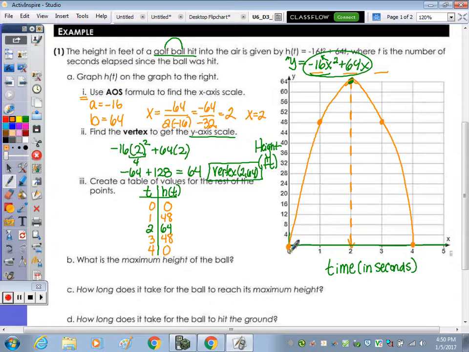So the ball goes up. So on the left side of that vertex, the left side of that axis of symmetry, we have it increasing, and then the right side is decreasing. Find the maximum height. Well, the maximum height here is 64 feet.